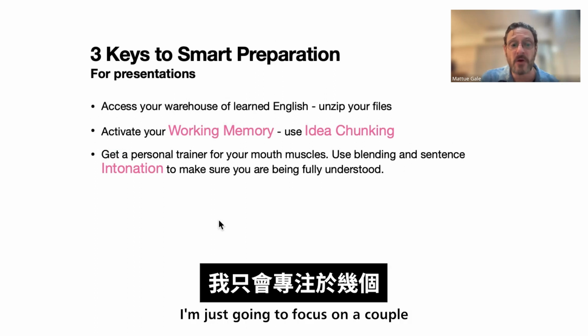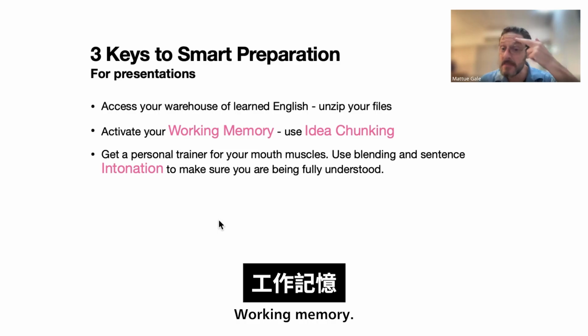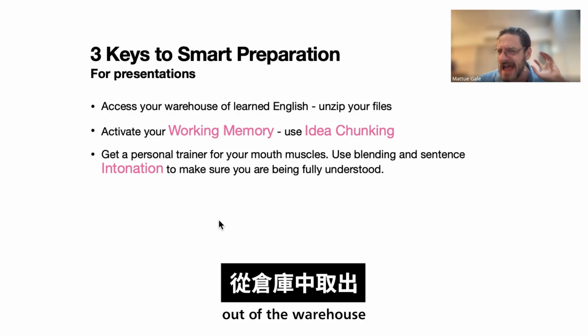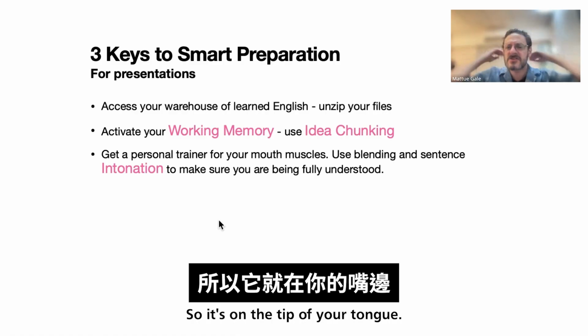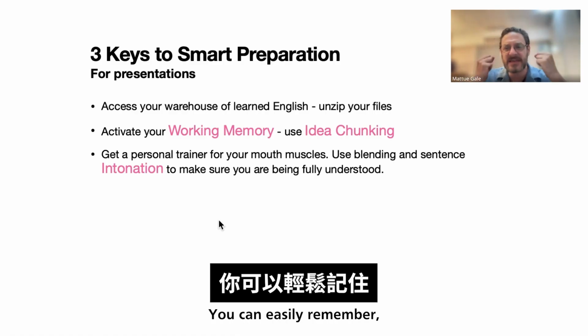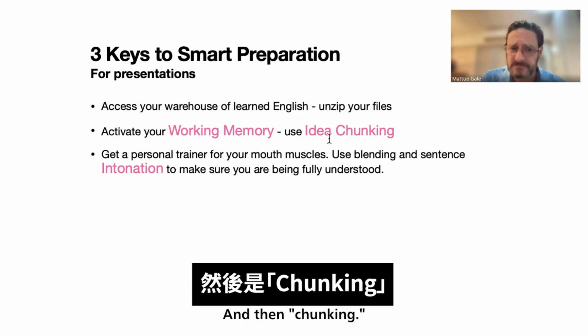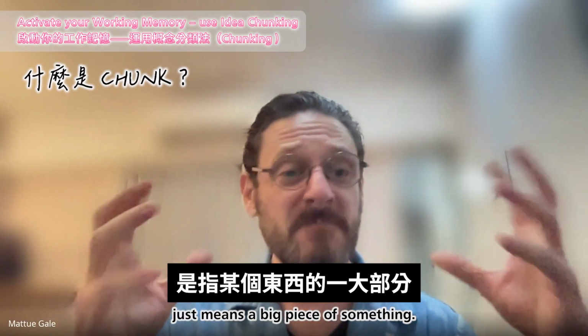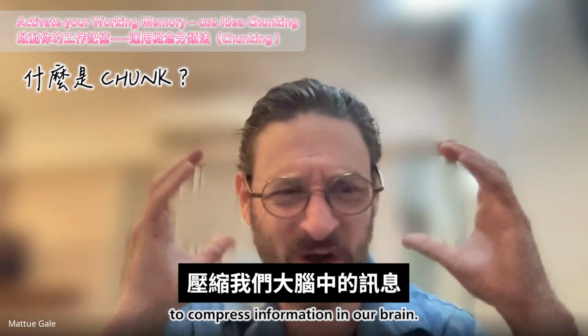Today, I'm just going to focus on a couple of really important ideas. Working memory, right? How do you get this stuff out of the warehouse and into the memory so it's on the tip of your tongue, you can easily remember and you know what you're going to say? And then chunking. A chunk just means a big piece of something. Chunking is what we use to compress information in our brain, right?